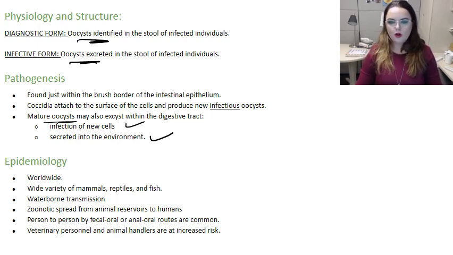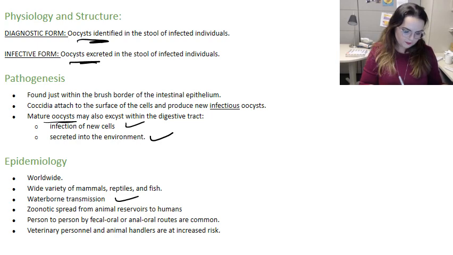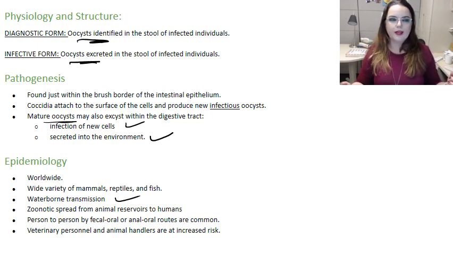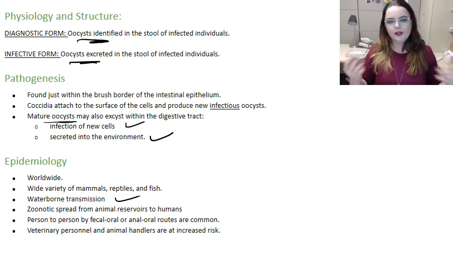Where do we find it? Worldwide. It's all over the place. We can find it in a wide variety of organisms too. Mammals, reptiles, fish. Pretty much it likes water. So it's going to be anywhere water is, and therefore animals drink water. They often also excrete in your water. So it contaminates the water supplies. More animals eat. You get it.